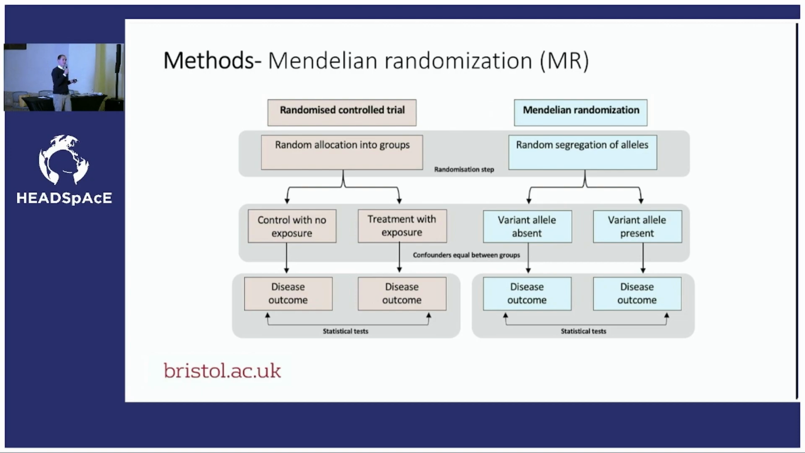And you can follow these people up to a disease outcome, for example, cardiovascular disease, or in this case, head and neck cancer. And it's a powerful tool to attempt to overcome some of the limitations of conventional epidemiology, such as confounding, and in particular, reverse causality, because we know that the genotype always precedes the phenotype.